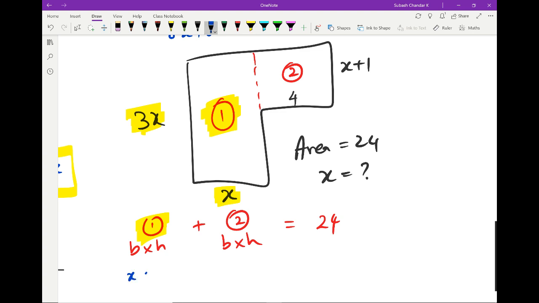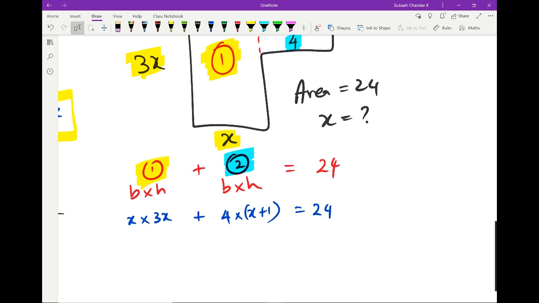So I'm going to have x times 3x plus my second rectangle here. I've got the base here as 4 and the height as x plus 1. So I've got 4 times x plus 1. But of course, remember, this time you need that x plus 1 as a bracket. And this is equal to 24. So expanding this, we get 3x times x, which is 3x squared, plus 4 times x, and then 4 times 1, which is just 4, equals 24.